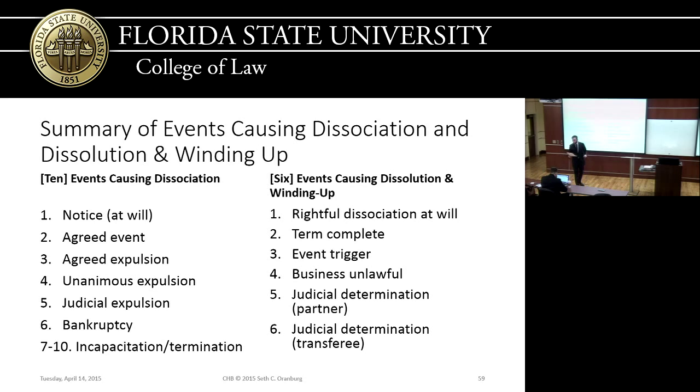On the other side of the ledger, looking at dissolution and winding up, there is a concept of rightful dissolution at will. Partners can decide to end the company, similar to the notice concept on the other side of the ledger. The term could be complete, similar to an agreed event. The company has fulfilled its purpose and no longer will exist. There could be an event that triggers it. Everyone got paid back 3 times their investment. The company no longer needs to persist. The business could become unlawful. For example, one of the risky issues here, what about medical marijuana of dubious lawfulness or legality? We have other issues like that, which could potentially cause a dissolution and winding up. A judicial determination on application by a partner, or a judicial determination on application by a transferee.